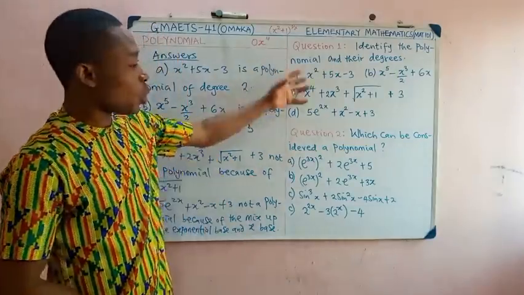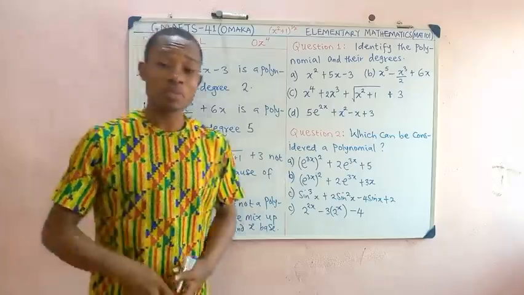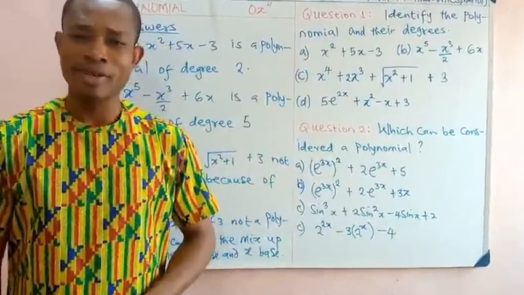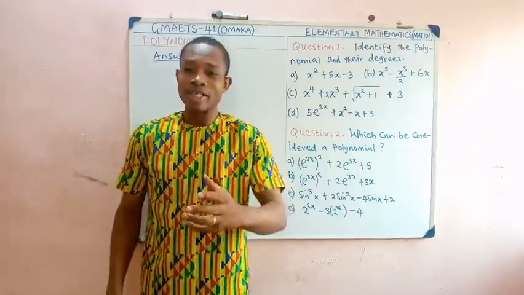Okay, so we've identified those that are polynomials and those that are not. We should take a short break. When we're back from the break, then we'll look at the second question. Very important, okay? You are welcome from the short break.